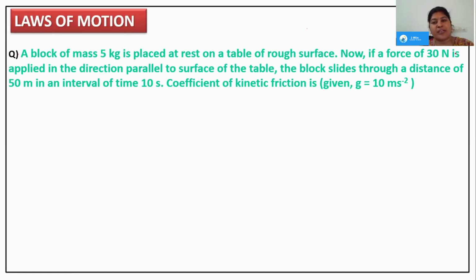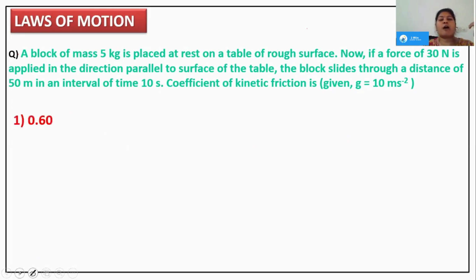Now a force of 30 Newton is applied in a direction parallel to the surface of the table. The block slides through a distance of 50 meters in an interval of time 10 seconds. Find the coefficient of kinetic friction, given that the acceleration due to gravity g is 10 meters per second square.